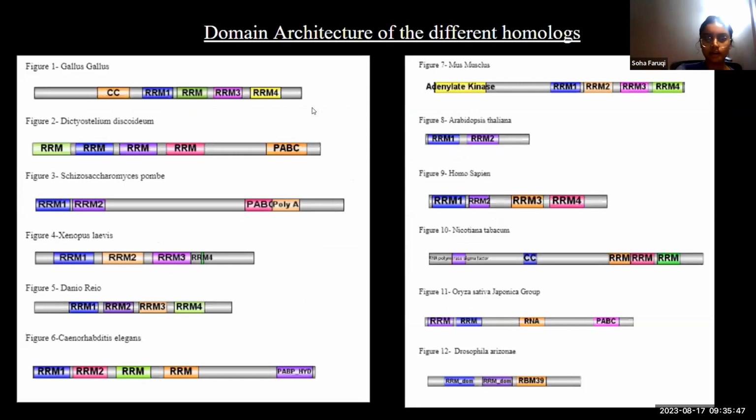Okay, and this is the domain architecture of the different homologs. They also model the different RRM domains on each organism. And as you can see, like I was mentioning before, some of the organisms have unique domains. Like in the first figure, Gallus, you can see that there's a coiled coil right here. So yeah, some of them have different ones, and there's another one in figure 10.